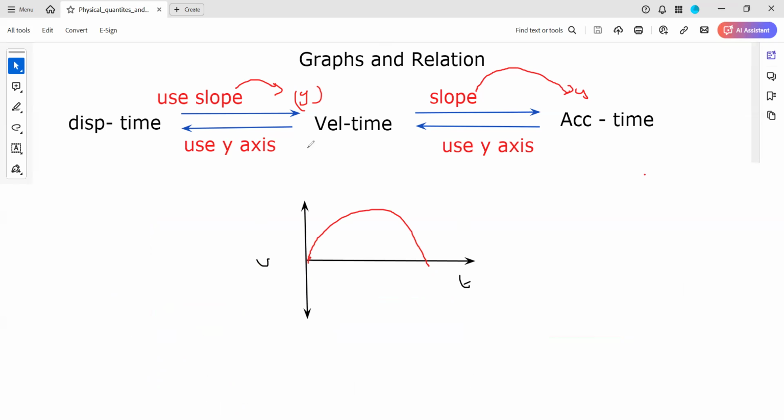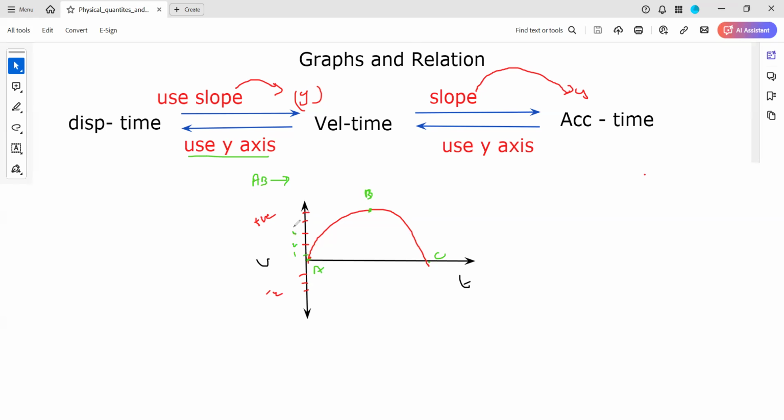If we have a velocity time graph and need the displacement time graph, we'll use the y-axis only. Don't bother about the slope. Use the number on the y-axis. These are the positive numbers and this is a negative number. Divide it into trends, because from A to B is one trend and from B to C is another trend. What is happening to the value of the y-axis from A to B?